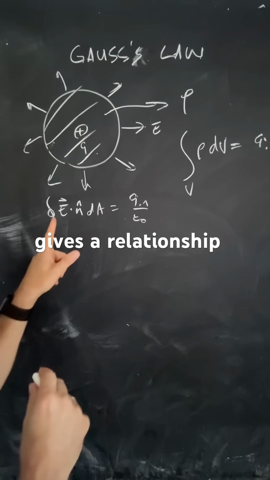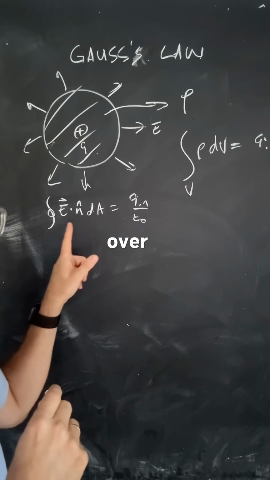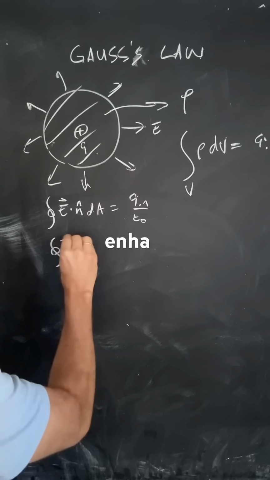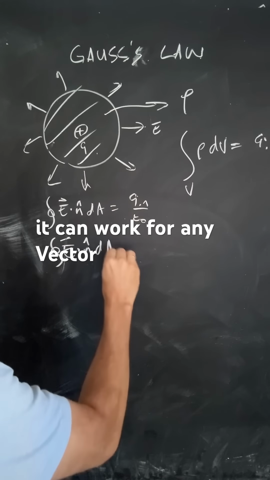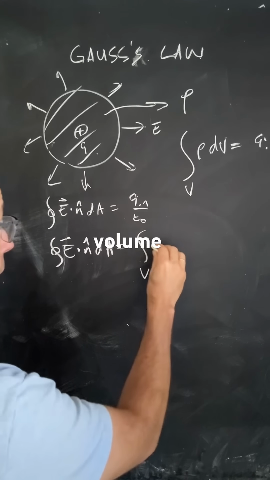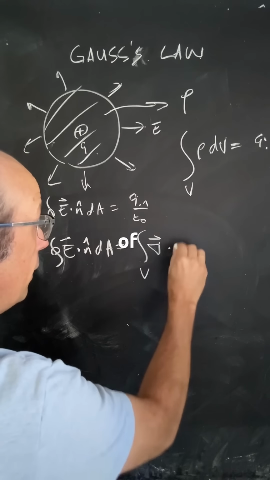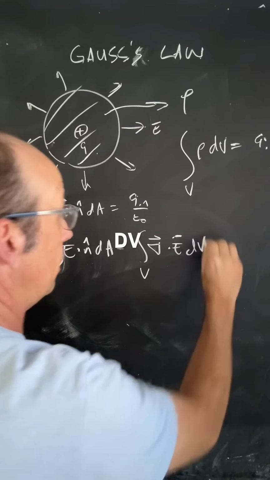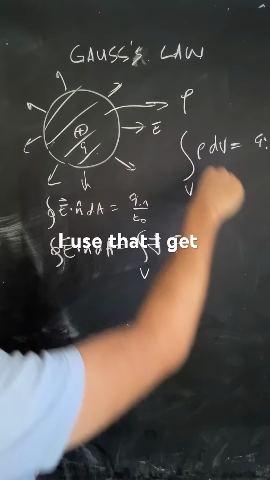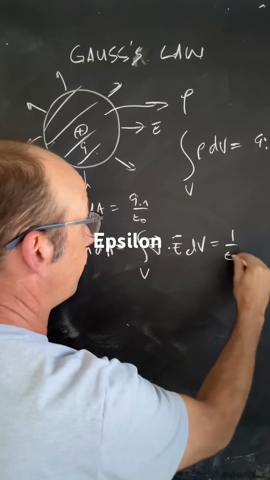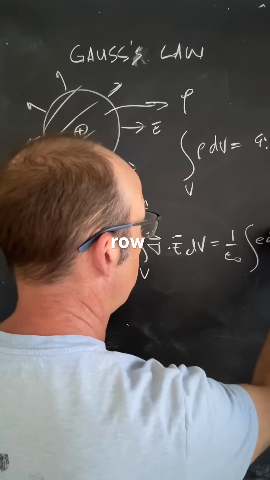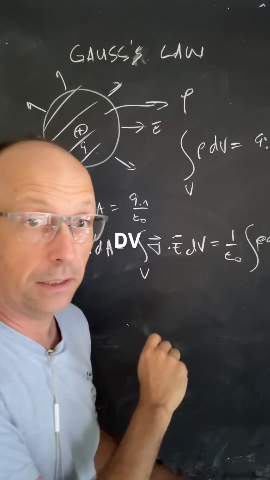The divergence theorem gives a relationship between the flux over a surface and a volume integral. So it says that the integral of E dot n hat dA, it can work for any vector, is equal to, that's a surface area integral, the volume integral of the divergence of E dV. So now if I set that equal to this, but instead of Q enclosed I use that, I get 1 over epsilon naught times the integral of rho dV.